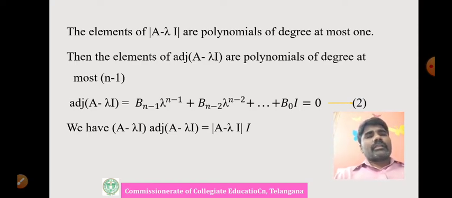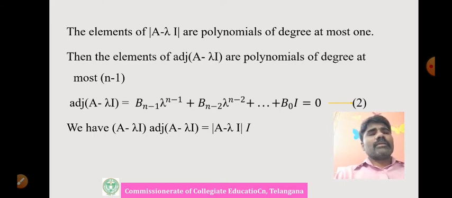And then the elements of adjoint of A minus lambda I. Adjoint of A minus lambda I means the elements of A minus lambda I replaced by cofactors of the matrix A minus lambda I. When we consider the cofactors, that means we neglect the corresponding row and column and take the determinant of the remaining matrix, then the elements will become lambda power coefficients. Elements become polynomials in lambda of degree at most n minus 1. That's why the elements of adjoint of A minus lambda I are polynomials of degree at most n minus 1.